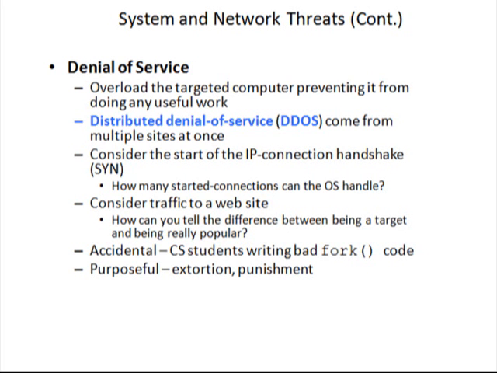You can just consider the start of the IP connection handshake. How many started connections can the OS handle? That is one more important question. Consider traffic to websites, for example. Here, how can you tell the difference between being a target and being really popular? This can be accidental, for example CS students writing bad fork code. As you know, fork creates a process. Or it could be purposeful, done for extortion and punishment also.